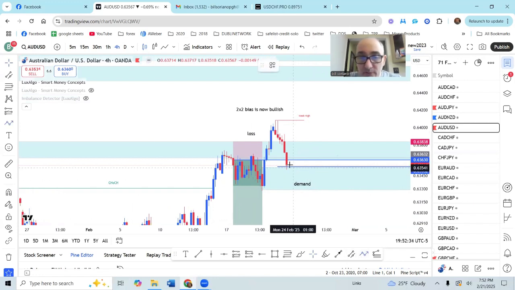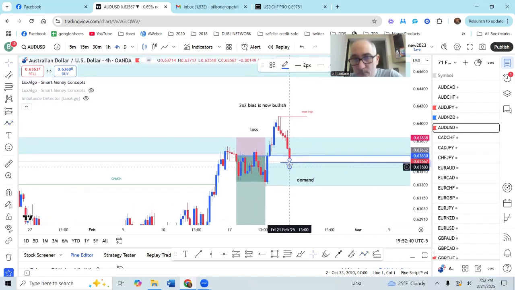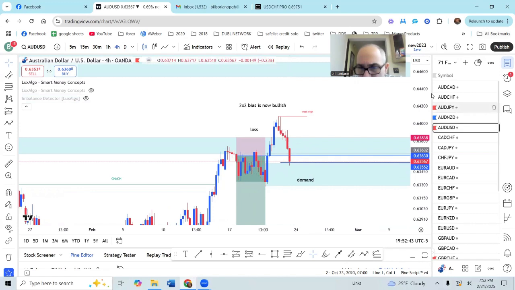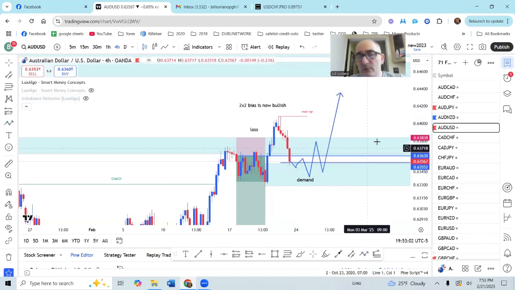And again, what are we looking for? We got that move into the zone, right? Maybe it goes lower. Then we get that break of structure, that change of character to the upside. It pulls back to a refined zone before taking off to the upside, right? So that's kind of what we're looking for.